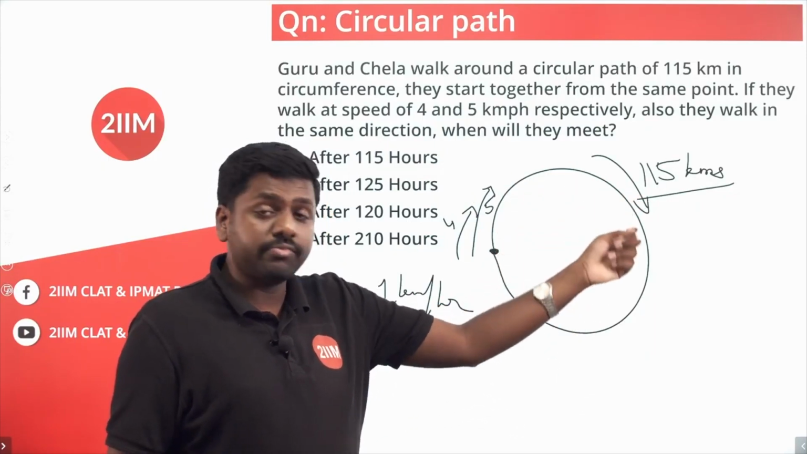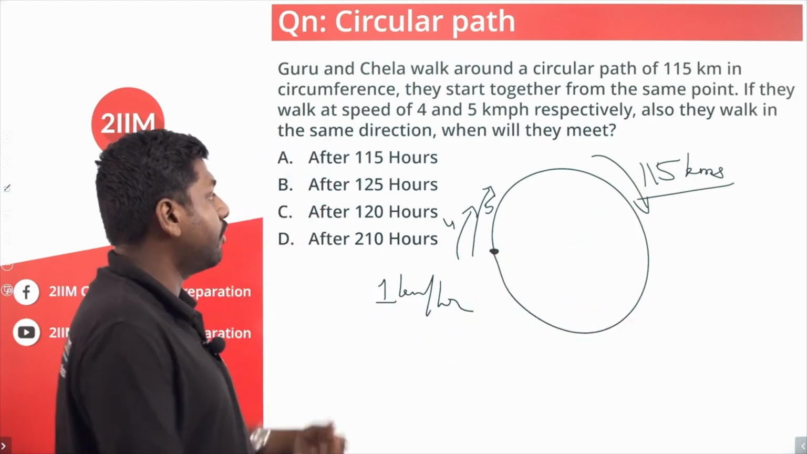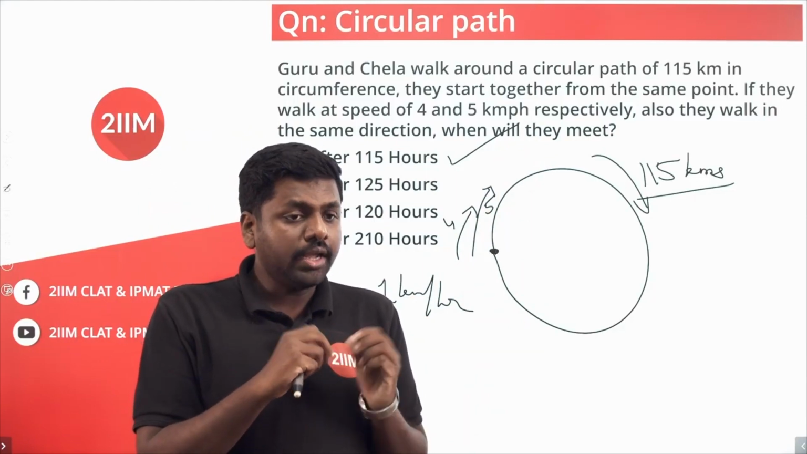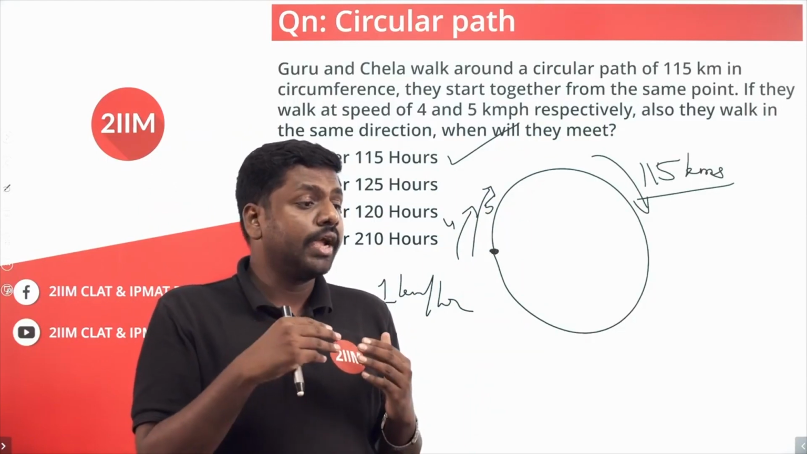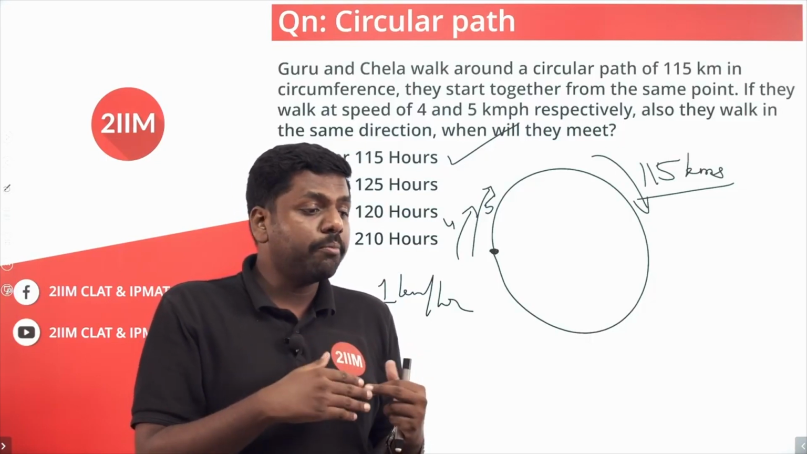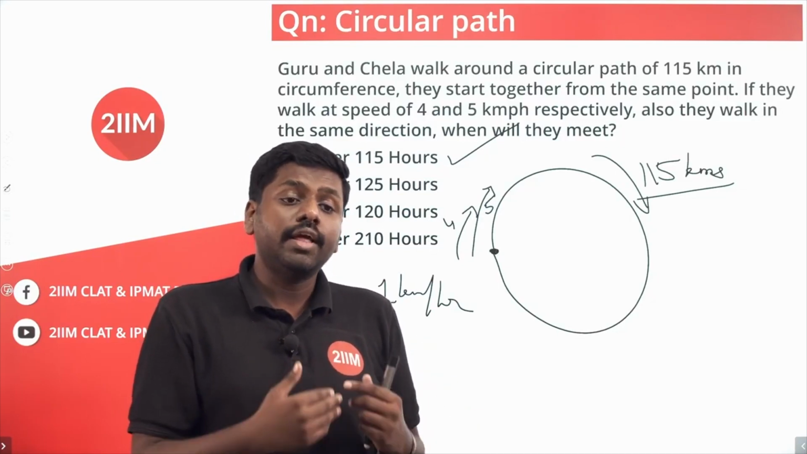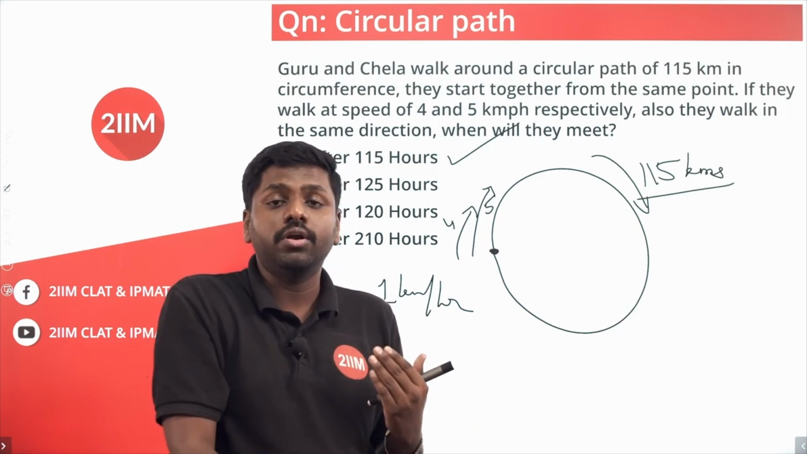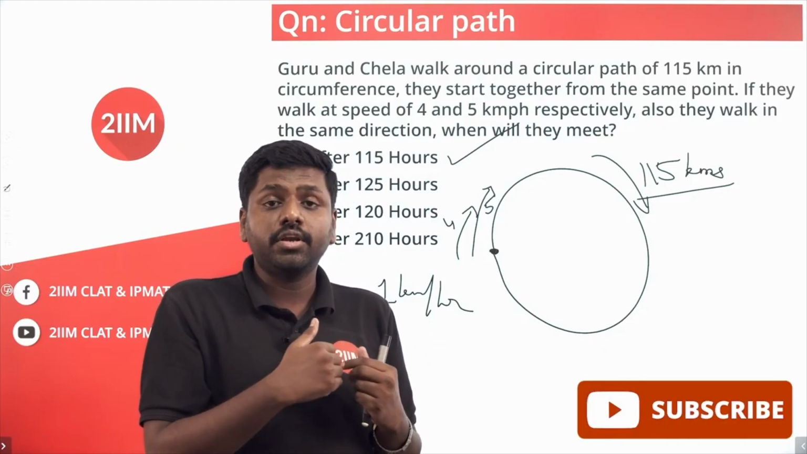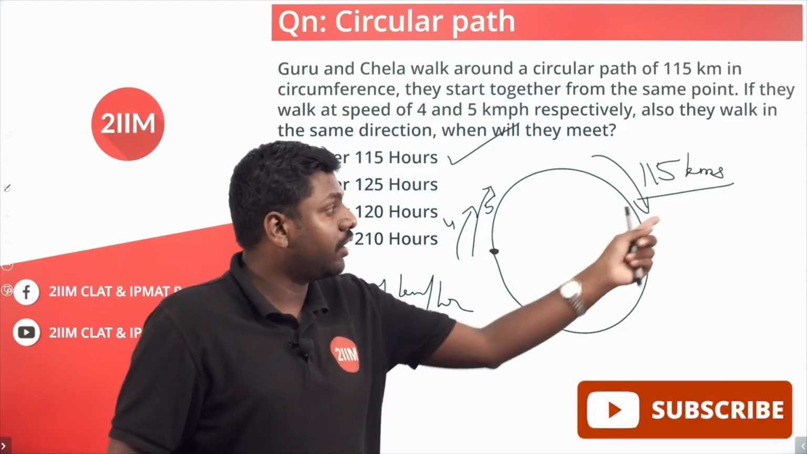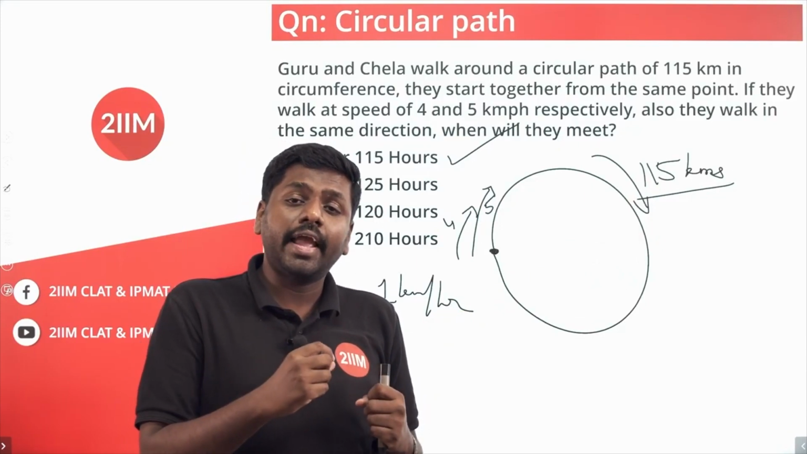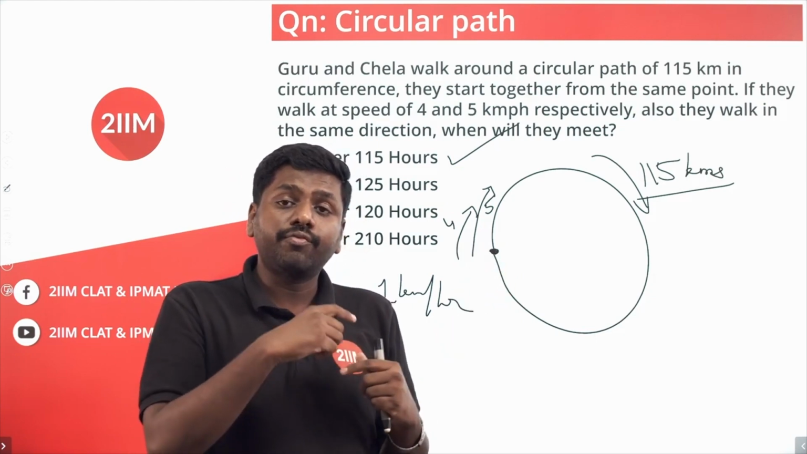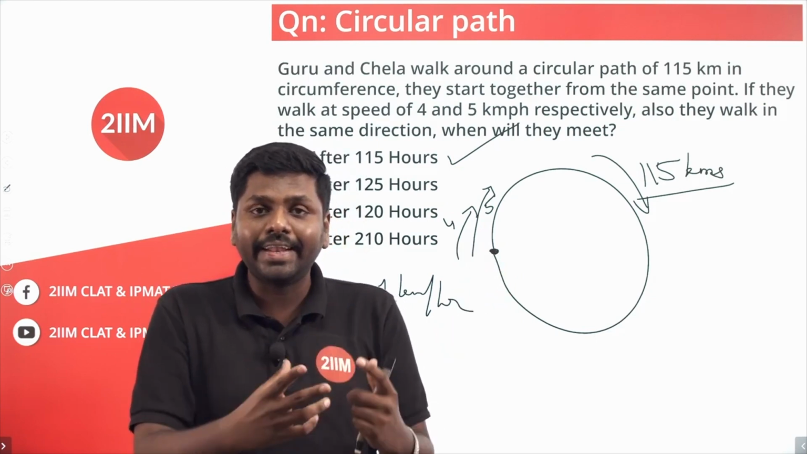So 115 kilometers they need to cover, they need to do it in 115 hours. A very straightforward question, if you understand the idea of two people starting from the same point in a circular race in the same direction. When will they both meet if their speeds are different? They will meet when the faster person takes one additional round than the slower person. The faster person needs to clock one additional round, which is 115 kilometers. Every hour the person gains 1 kilometer, which means for 115 kilometers he needs 115 hours to gain that. That is your answer.